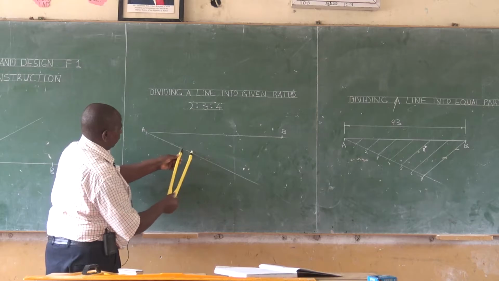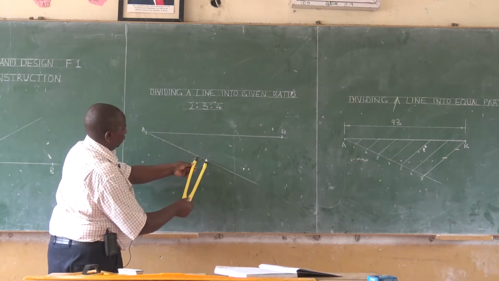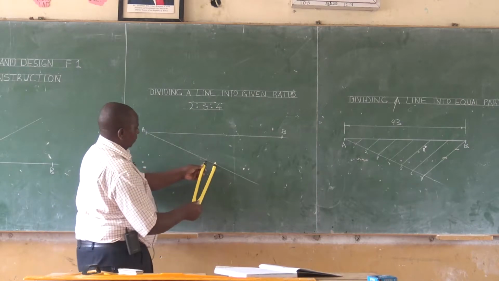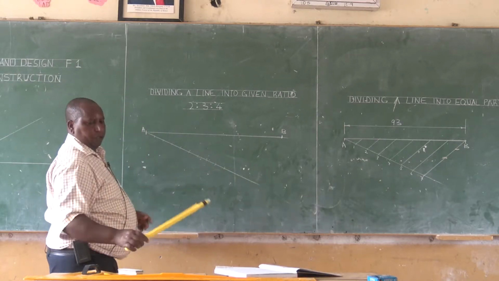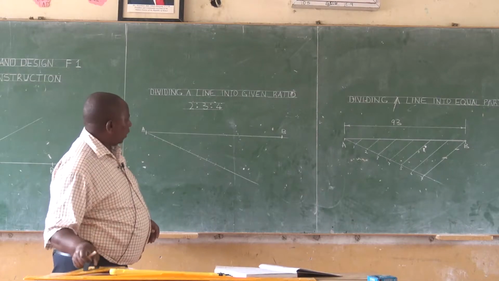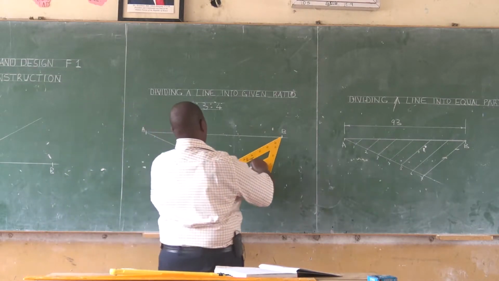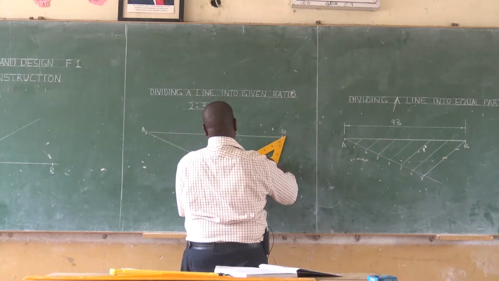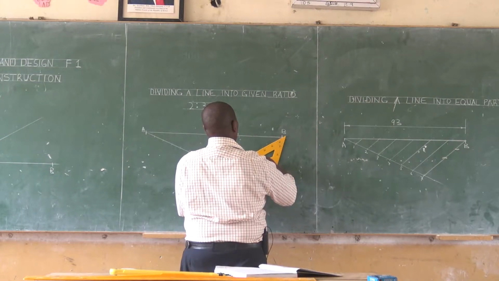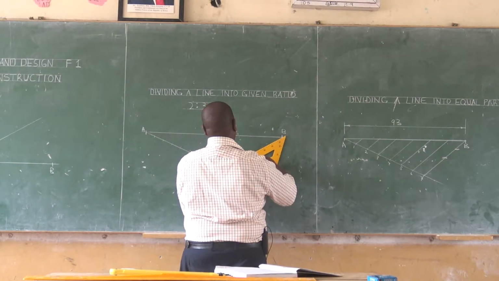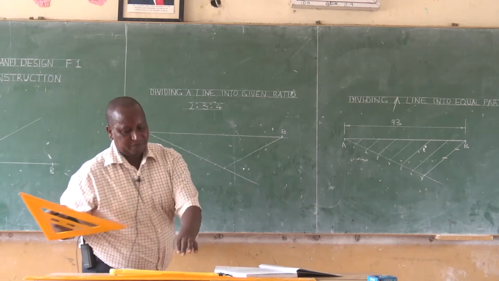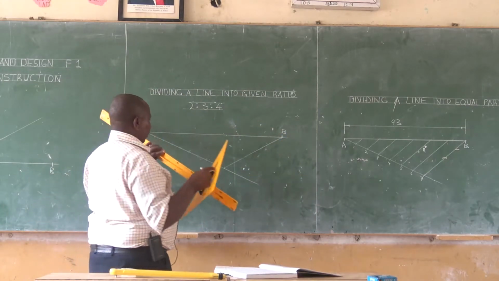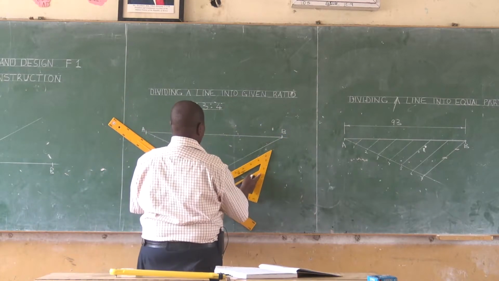Four, 5, 6, 7, 8, 9. We always try to make our sizes of the arcs to be reasonable, not too small, not too large. This should be fun.